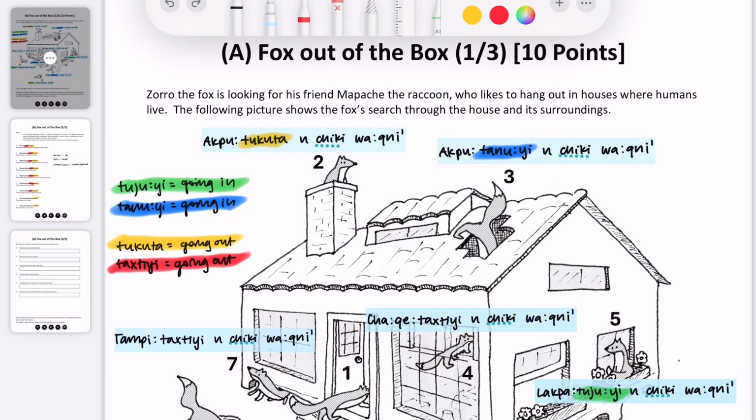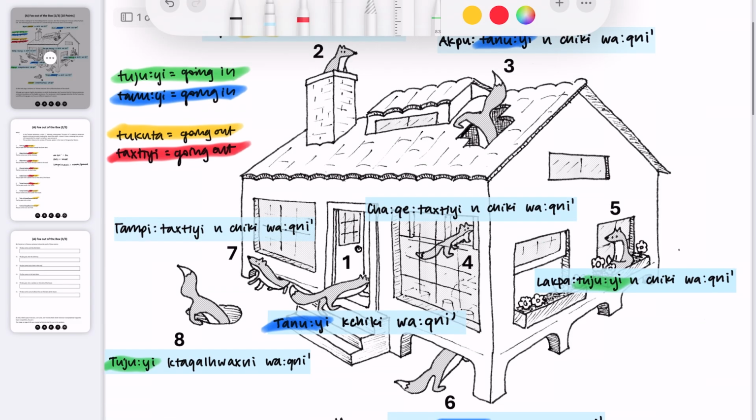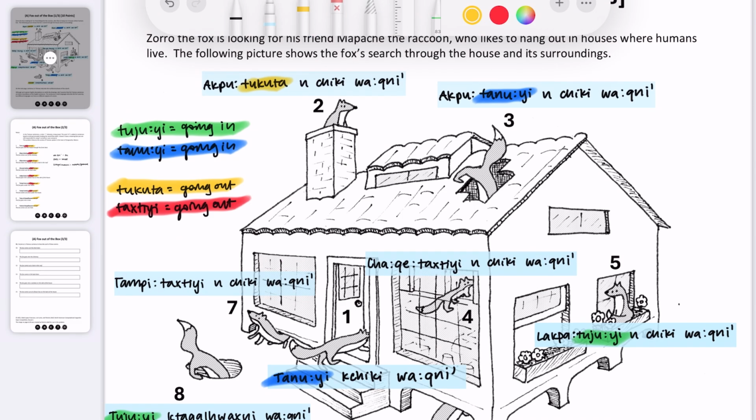Okay, so we don't exactly know the distinction between these 2 versions of going in and the 2 versions of going out we have, but for now, let's just put that aside and try to figure out what these words at the beginning mean. Oh, I didn't underline taksti. Let me do that really quick.